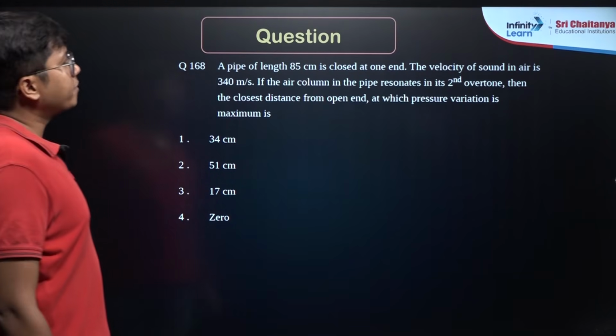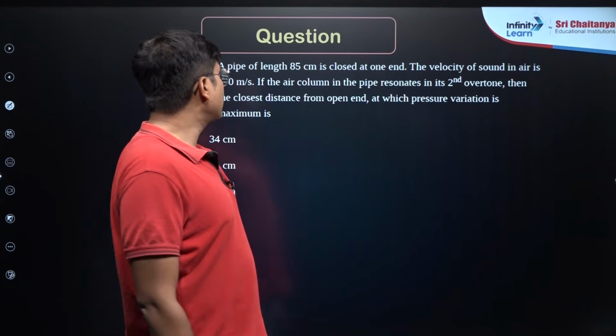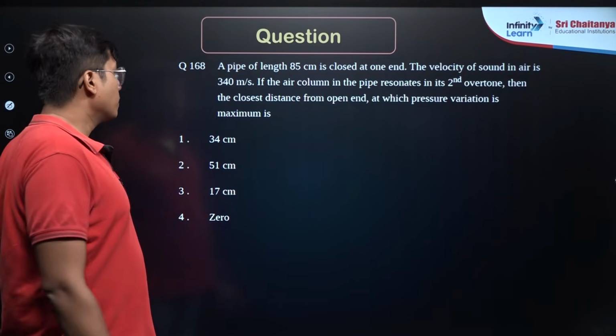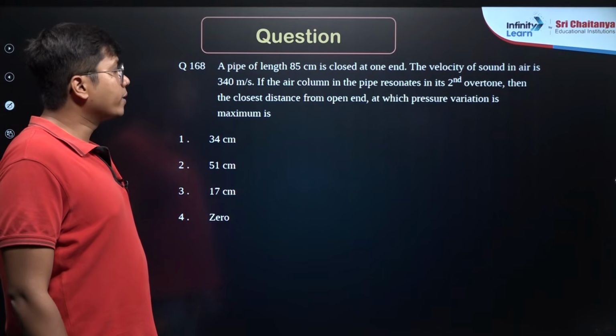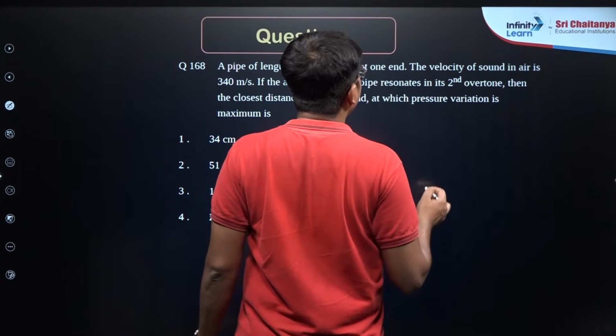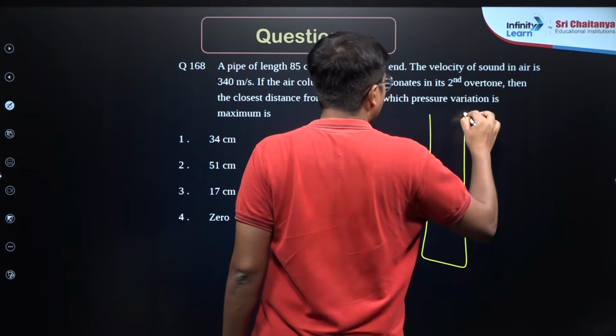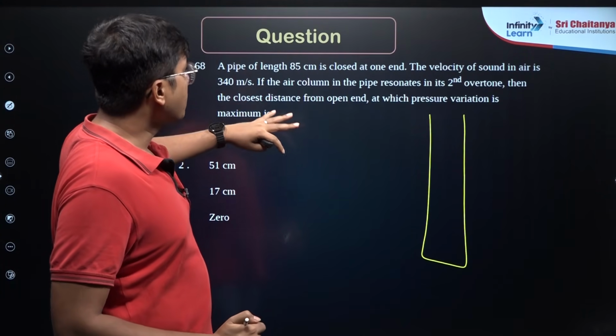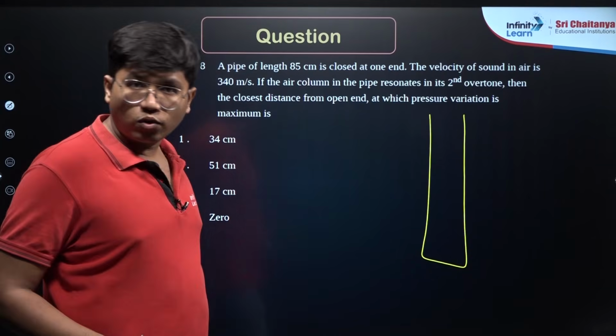A pipe of length 85 centimeters, closed at one end, velocity of sound is 340 meters per second. The air column resonates in its second overtone. Then the closest distance from the open end at which the pressure variation is maximum is how much? So you think about a pipe that is closed over here. The length is given to you, and the velocity of sound is also provided. It is resonating in its second overtone.